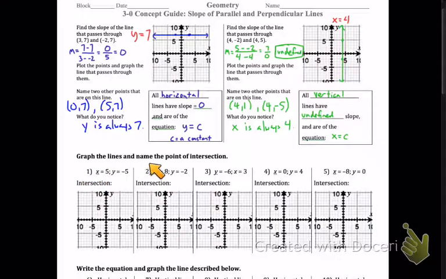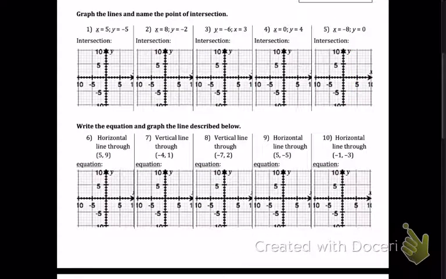Graph the lines and name the point of intersection for x equals 5 and y equals negative 5. Well, x equals, is that a horizontal or vertical? X is vertical. So, this is going to be a vertical line. Now, here's a way to remember this. Just count on the x number line until you get to 5, like this. 1, 2, 3, 4, and then 5. And when you get to the 5th one on the number line, make it big, because that's your line. There's your vertical line at 5. 1, 2, 3, 4, 5. Vertical line, x equals 5.